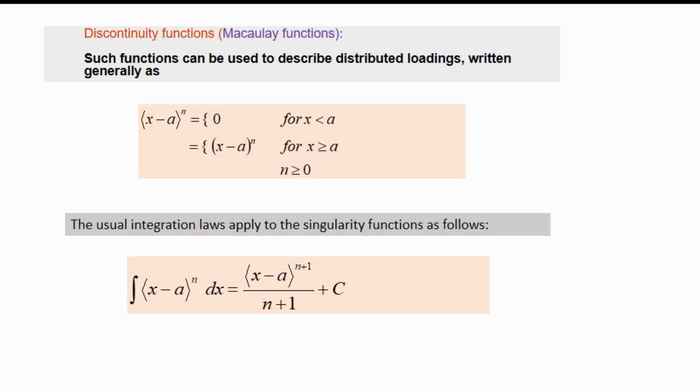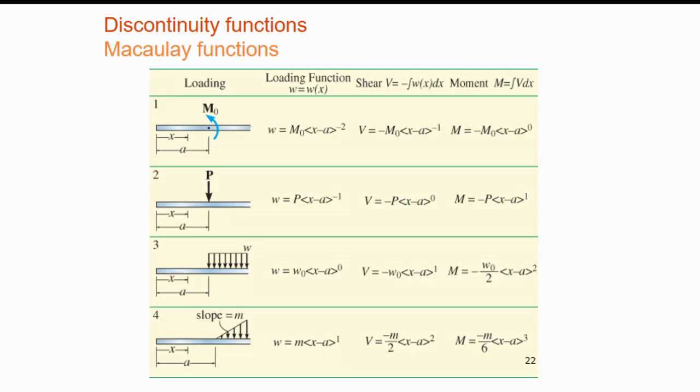The normal integration law you can apply to the singularity function as it is a pointed bracket, but when you apply the integration, it will be n plus 1, plus a constant of integration. You can use this table to write the moment expression. If it is subjected to one moment, the moment expression will be like this. If it is subjected to a point load, the moment expression will be like this. If it is subjected to a uniformly distributed load, the moment expression will be like this. If it is a triangular variation of load, the moment expression will be like this.